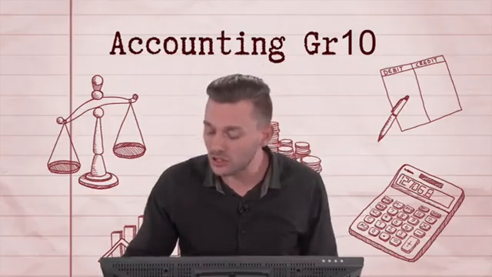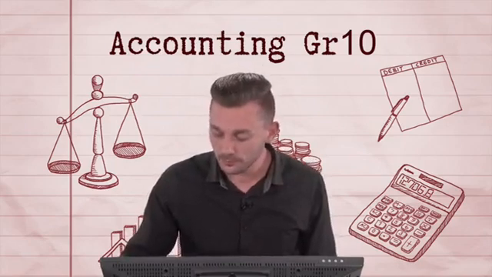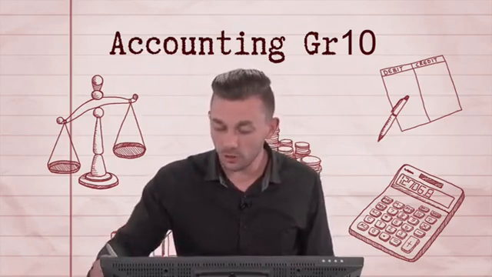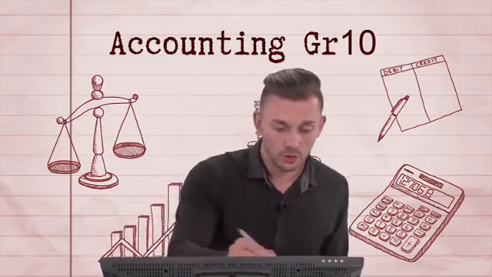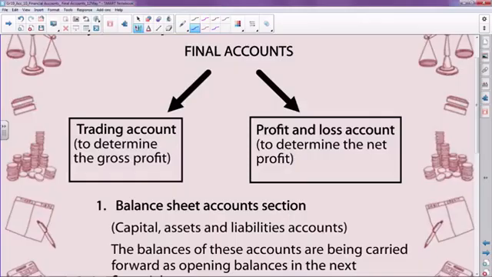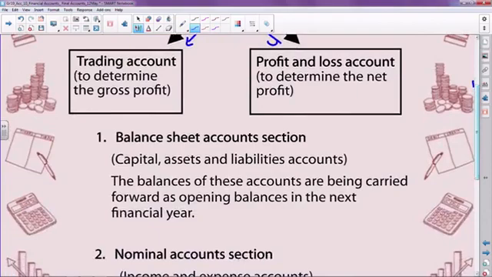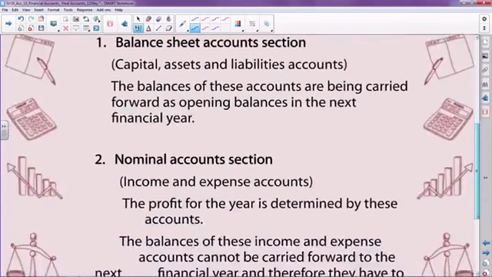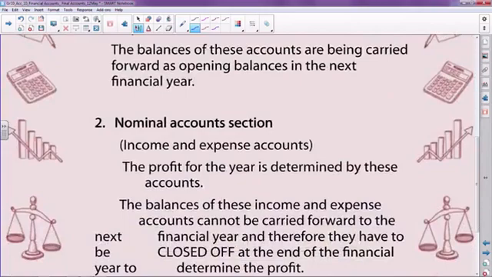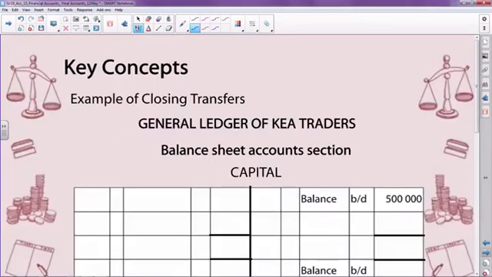Now, let's look at a nice example. So I'm giving you the final accounts, just quickly to give you a bit of revision. Trading account, the profit and loss account. Again, the balance sheet account section will never close off except your drawings, and all your nominals will go to either the profit and loss account or to your trading account.